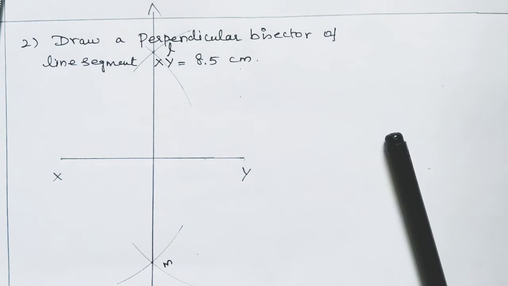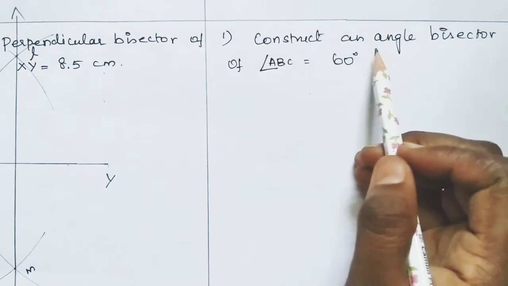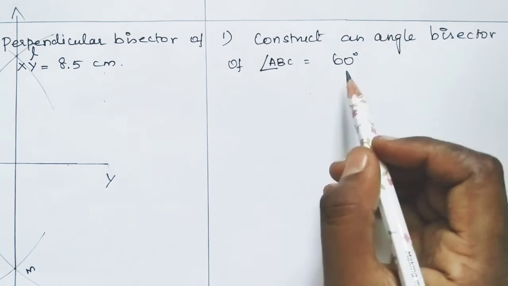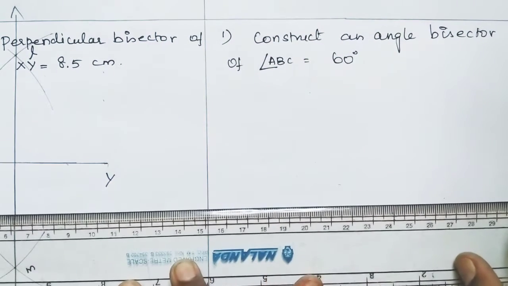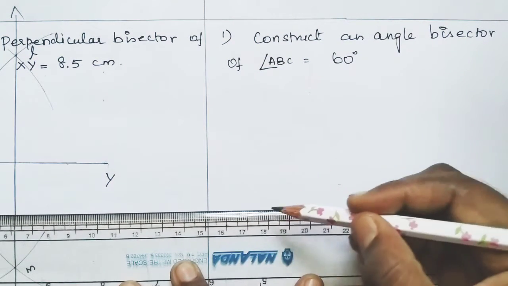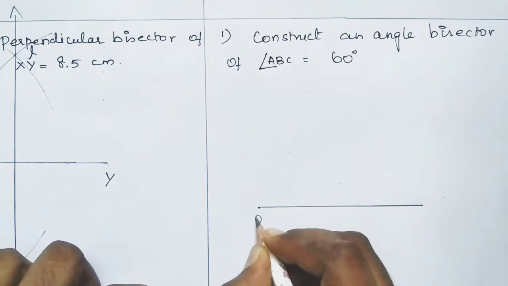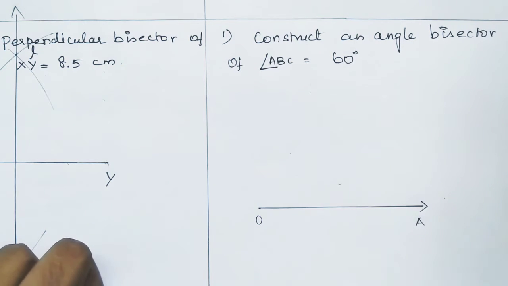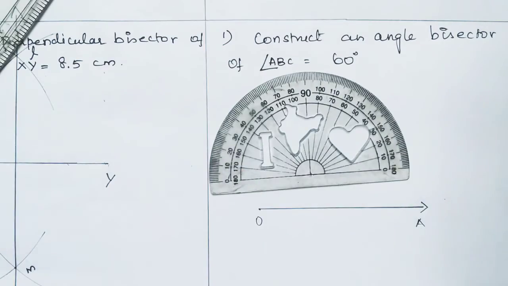Now, let's see how to construct the angle bisector. Now, listen to this question. Construct an angle bisector of angle ABC equal to 60 degree. So first construct 60 degree. For that, draw a ray. Mark it as O, and here put an arrow mark and mark it as A. OA is a ray. To construct an angle we need a protractor, right?